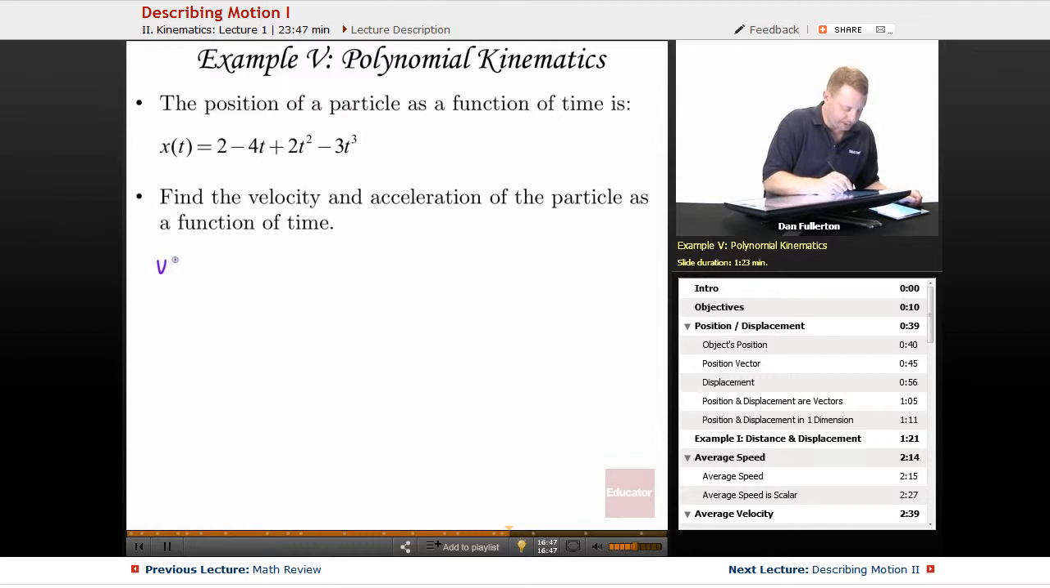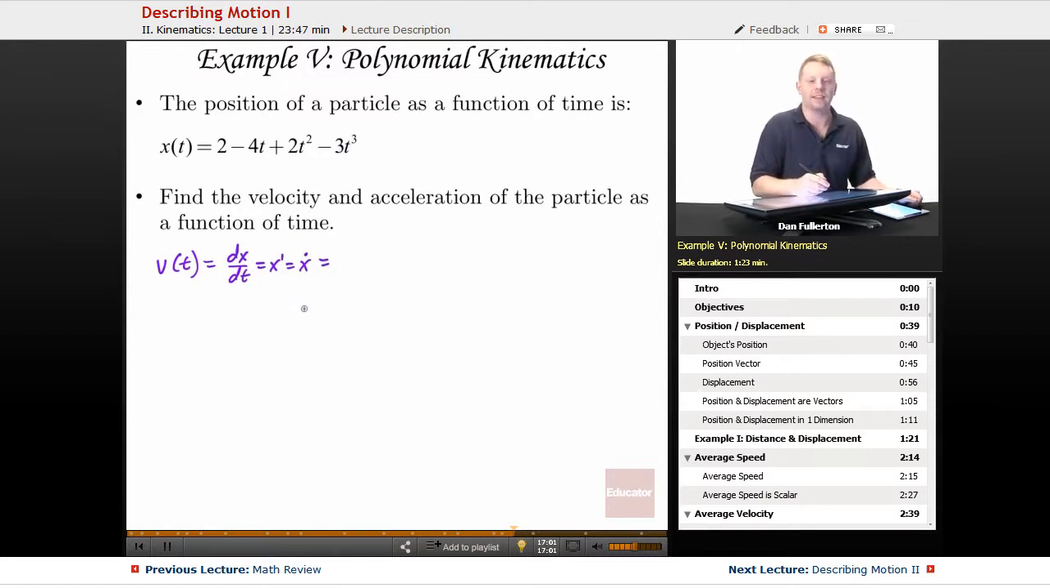Well, velocity as a function of time is the derivative of x with respect to time, or you could write it as x prime, or you might even see that written as x with a dot over it. That's going to be, well, I'm going to start at this side just because I like the bigger exponents first. That'll be negative 9t squared plus 4t minus 4.